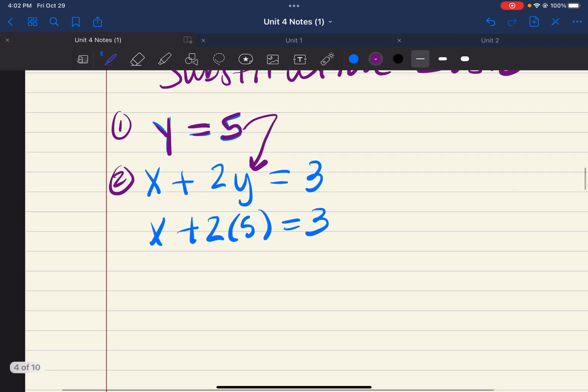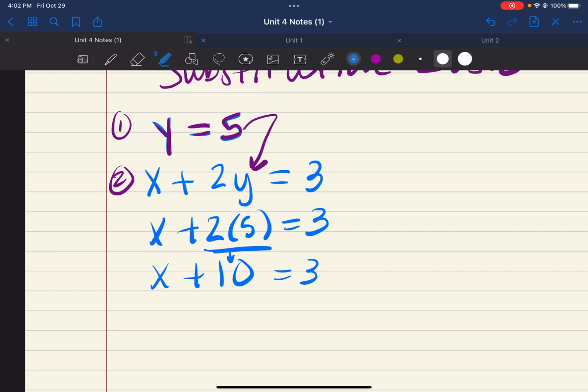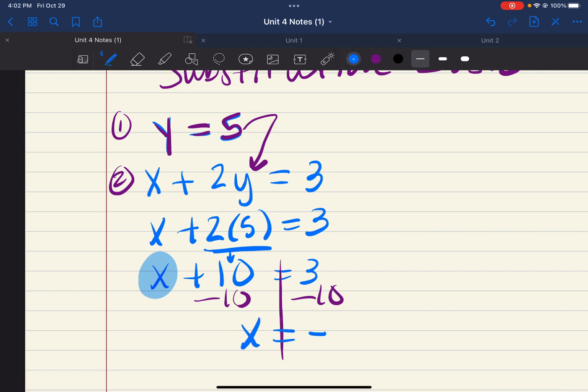Now I'm going to solve this. When I solve this, what do I have? We have x plus 10, because 2 times 5 is 10, equals 3. And I'm solving for x, so I want to get x by itself. How do I get that by itself? I need to subtract 10 here, subtract 10 here. So now I have x equals negative 7.